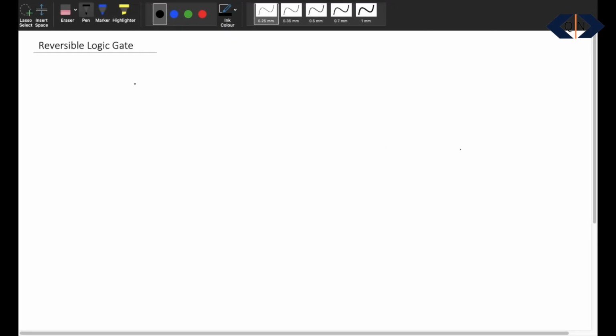Hello everyone. Today we are going to study about reversible logic gate. In this topic we will learn about what are reversible gate first. After that we will look at what are irreversible gate. We will look at some of the key criteria to say whether a gate is an irreversible gate or a reversible gate.